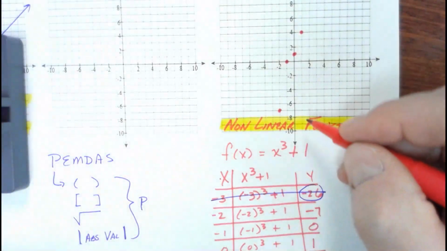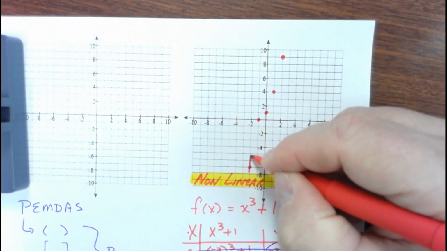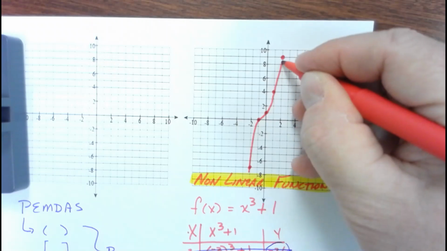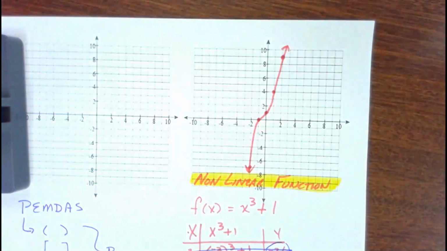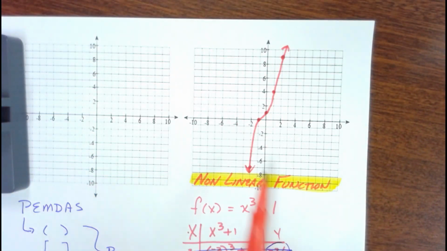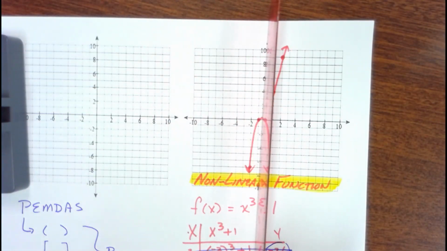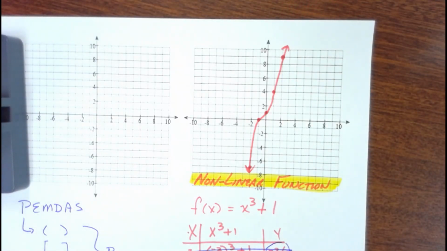I am going to connect these dots, and when I do, it's going to look like a snake. Again, the graph does not demonstrate a line, so it's definitely nonlinear. And when I take my ruler across it, I only touch the graph at one place at a time. So therefore it is a function.